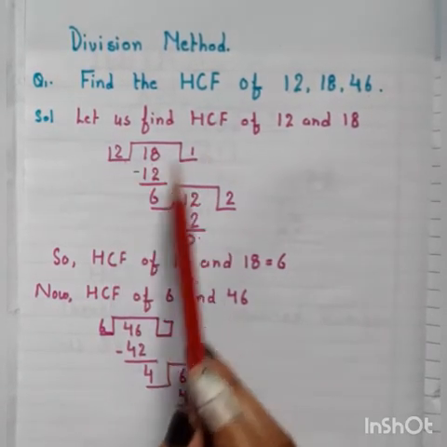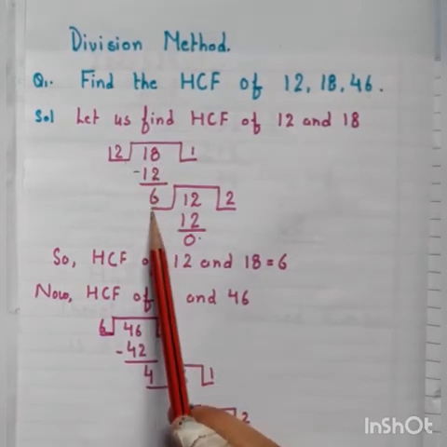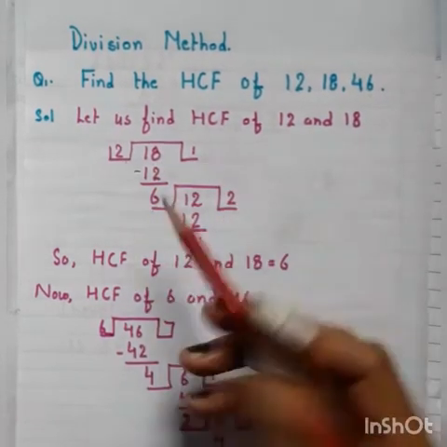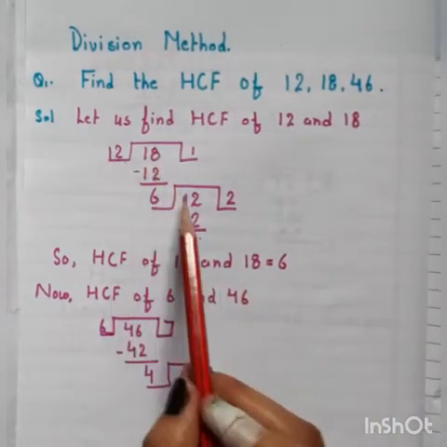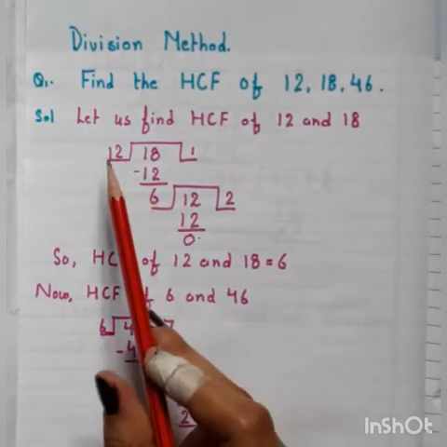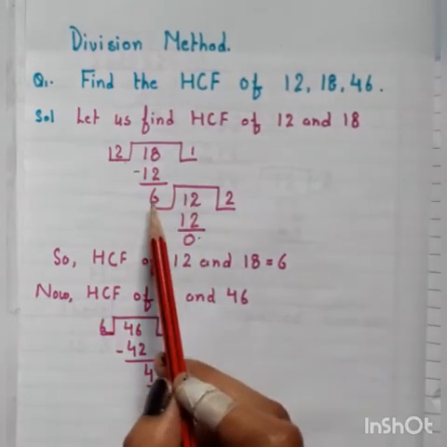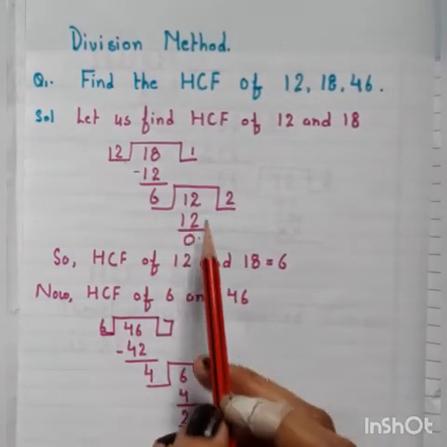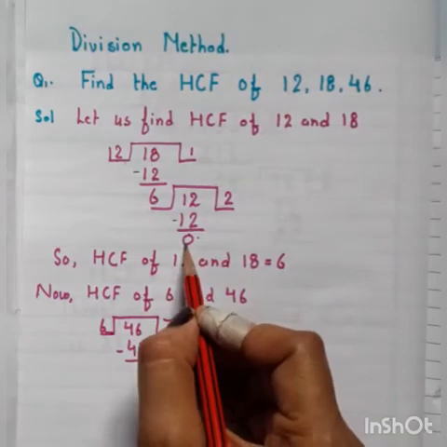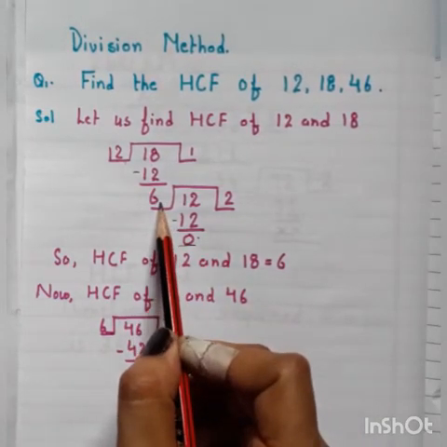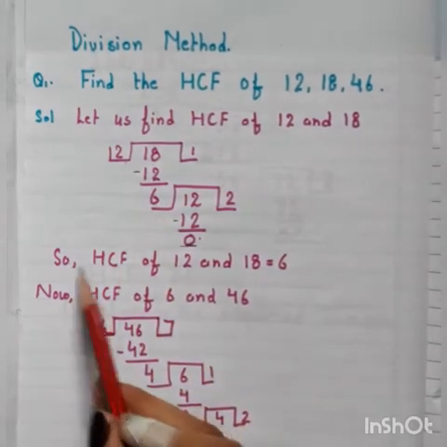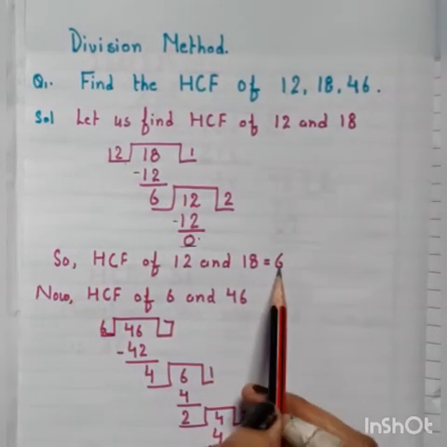Now 12 ones are 12. 18 minus 12 will be 6. Then again you have to make a box, and this divisor becomes your dividend. Now 6 2s are 12, and 12 minus 12 will be 0. When you get 0, this divisor becomes your HCF. So the HCF of 12 and 18 is 6.